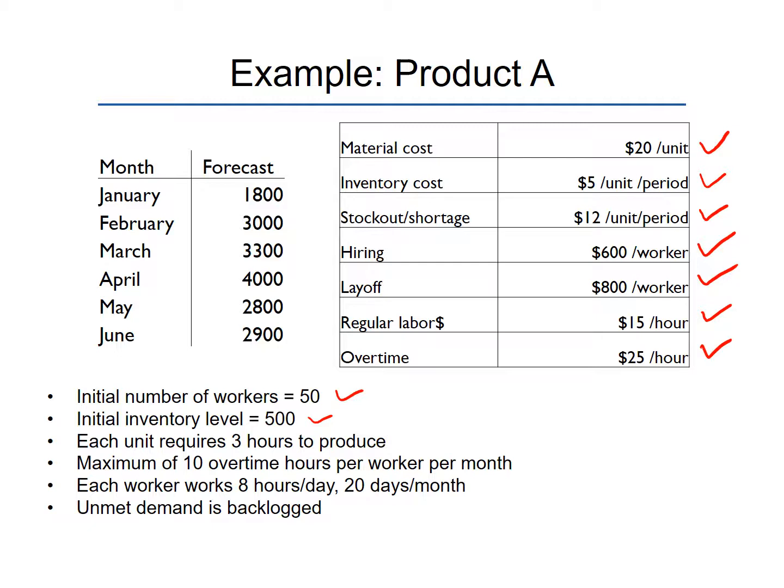We also know how many hours are required to produce a single unit, because we have a finite number of worker hours. There are some constraints on the maximum number of overtime hours for a given employee, and the assumption here is that each worker works 8 hours a day, 20 days a month. Another assumption is that unmet demand is backlogged. What this means is that if there's a shortage in one period, then in the next period, the shortage has to be fulfilled. So these are some of the assumptions and parameters that we need to proceed with our aggregate plan.